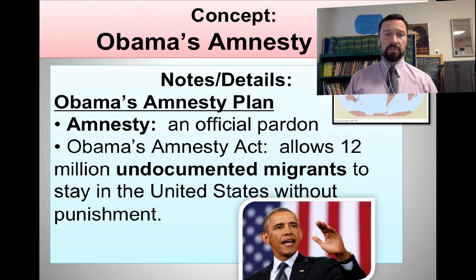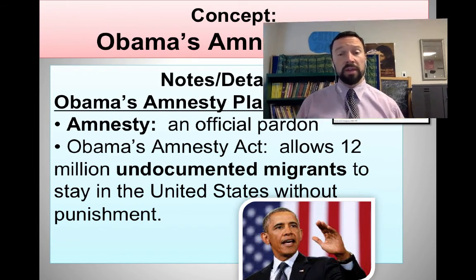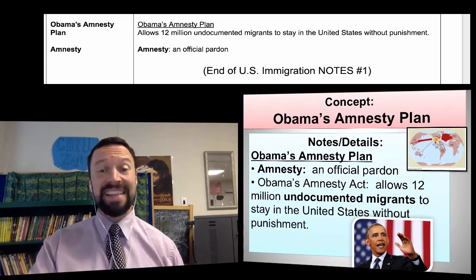So yes, basically President Obama has said that all these undocumented migrants, they can stay here. They have to start going through the process of becoming an immigrant legally, but they will not be punished.